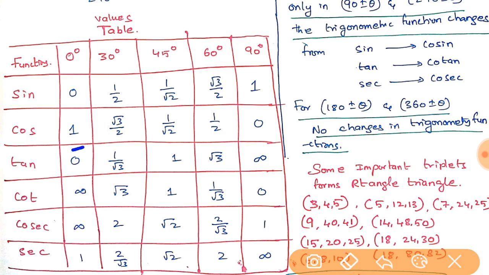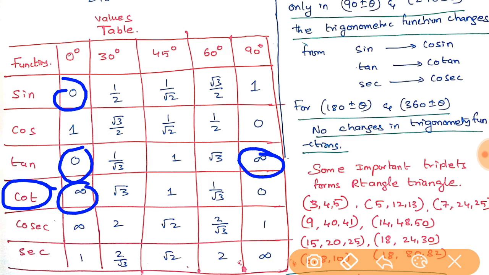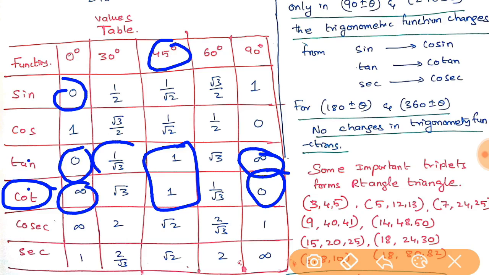For tan theta, for 0 it is 0, friends, same as the sine. And tan 90 is infinite. For cot it is quite the opposite. Cot 0 is infinite, cot 90 is 0. Both tan and cot are the same at 45 degrees, it is 1. And tan 30 degrees is 1 by root 3, and tan 60 degrees is the reciprocal of 1 by root 3, that is root 3, friends.